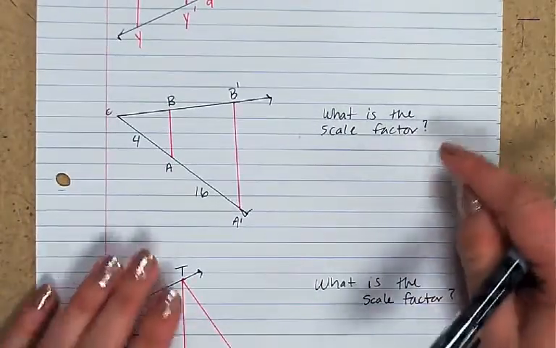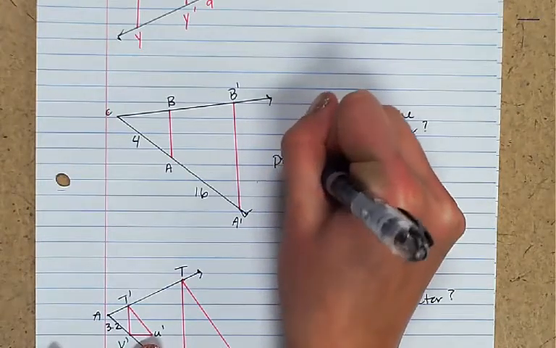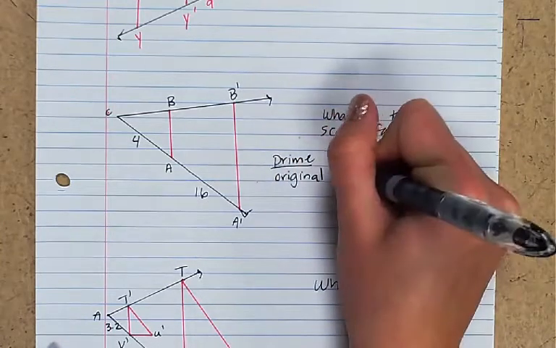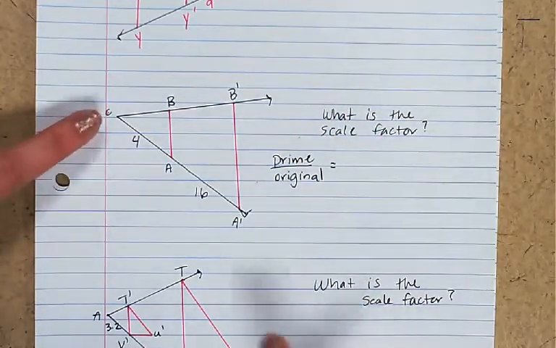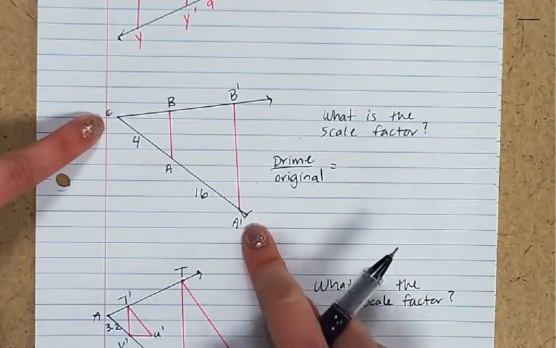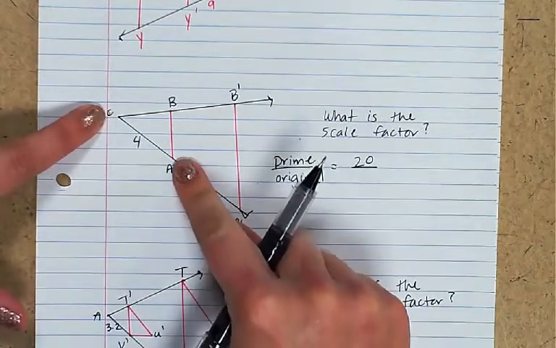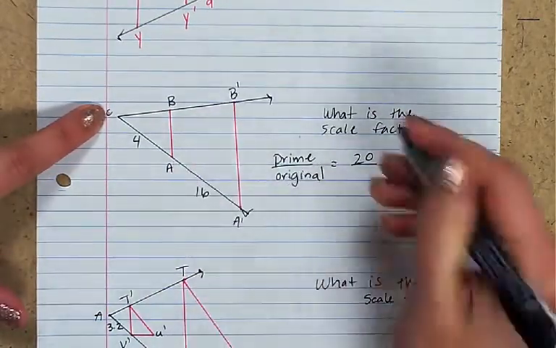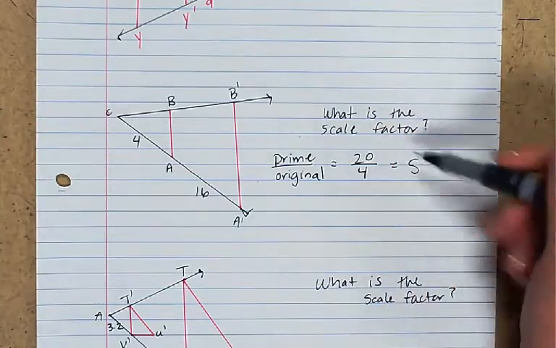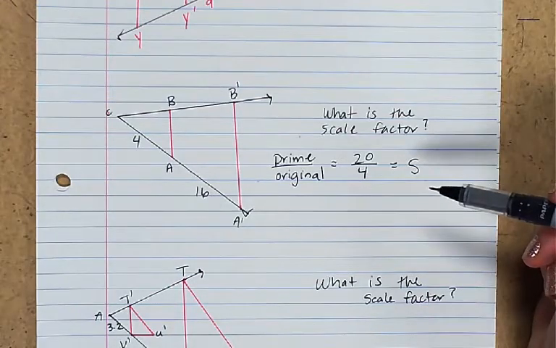So like here, what is the scale factor of this shape? Again, you're going to do the prime distance over the original distance. So the distance from C to the prime, you have to add that whole thing. So 4 plus 16 is 20, over C to the original A, which was only 4. If I simplify that, 20 divided by 4 is 5. This scale factor is 5. This part here is going to be 5 times as big.